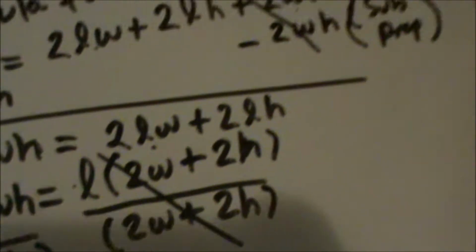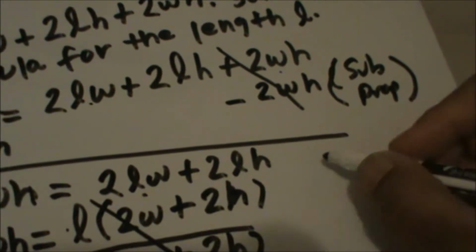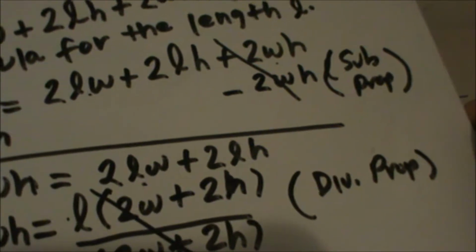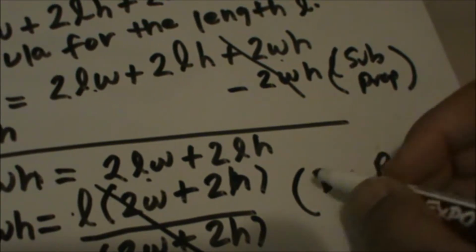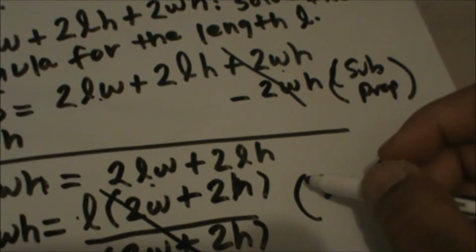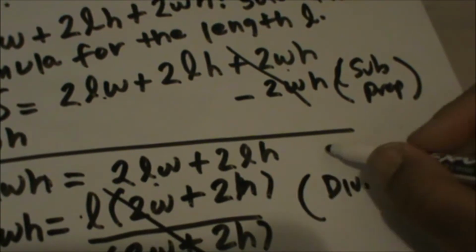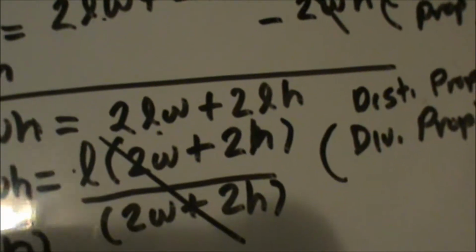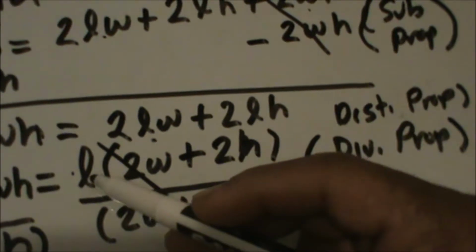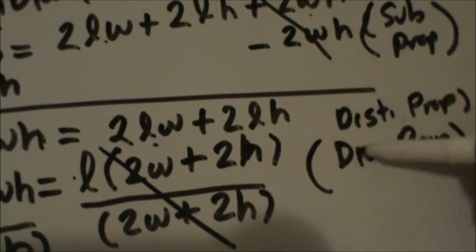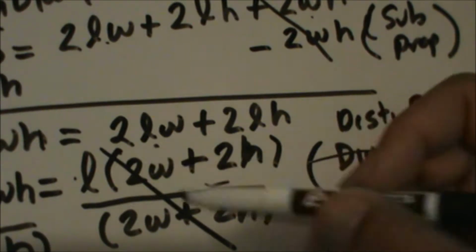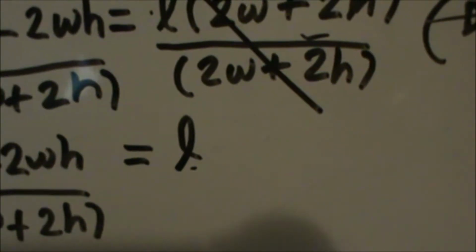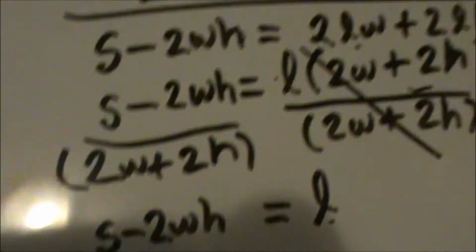Make that big. And also we used division, and also we used the distributive property. We used the distributive property to factor out the L, and then we used the division property to cancel out the terms next to L, so that L would be by itself, and it is by itself. All right, see that? Okay.